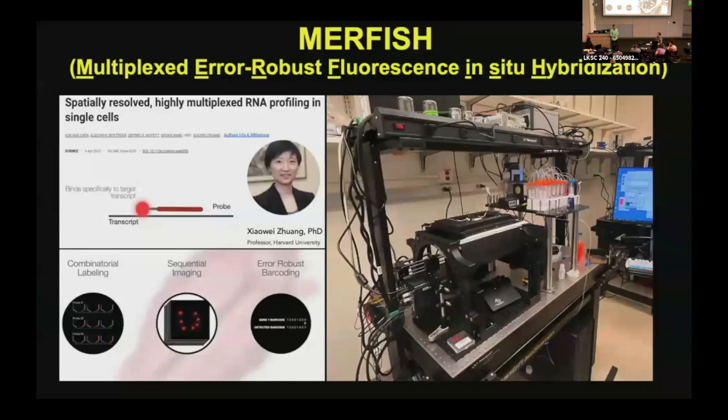Specifically, we are using MERFISH. So this is an approach invented in 2015 in Xiaowei Zhuang's lab at Harvard. And the idea is quite simple. It's more complex, we could discuss it later. We all know what it is probably, but instead of doing single molecule FISH and imaging 4 genes at a time, we could do up to thousands of genes. And this is due to combinatorial labeling, sequential imaging, and error-robust barcoding. And this is what we're doing.